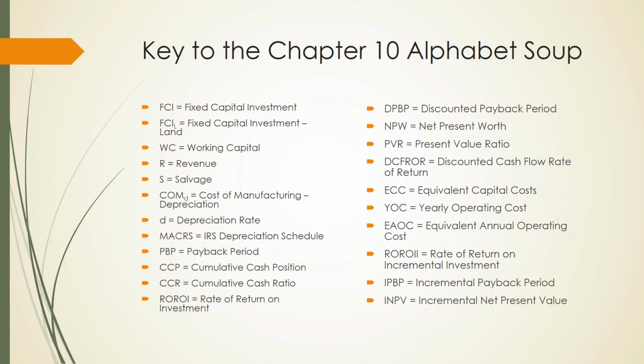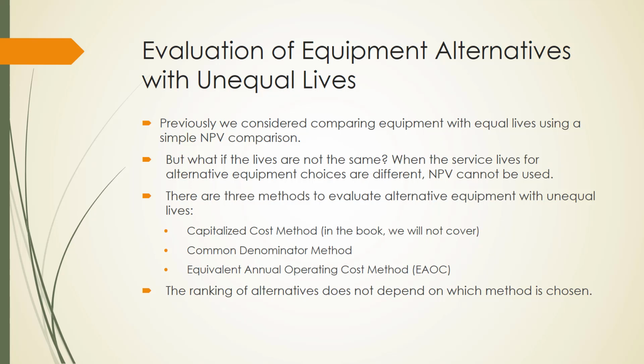So if you've started forgetting your notation, we have just a quick look at what the notation is that we're using in this chapter. In a previous lesson, we considered comparing equipment when we had equal lives, and we could do that using a simple net present value comparison. But if the lives aren't the same, what do we do then? The NPV value isn't going to make any sense because I'll have finished one project and the other one's still going on, and so I have no equipment.